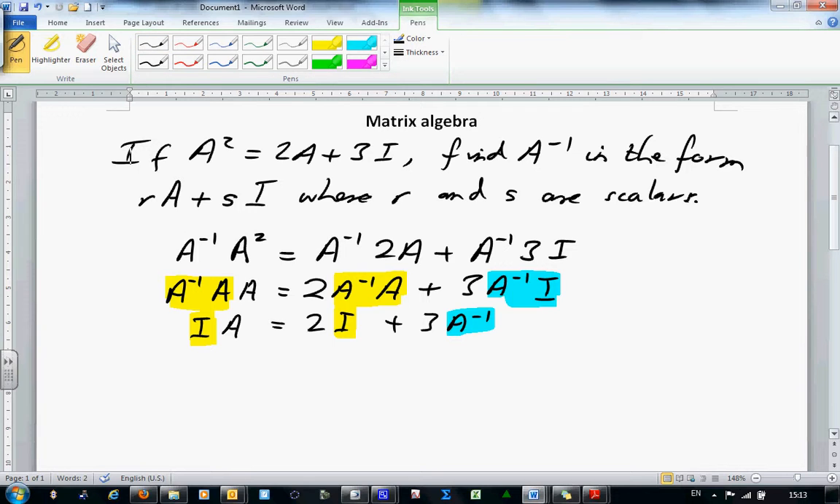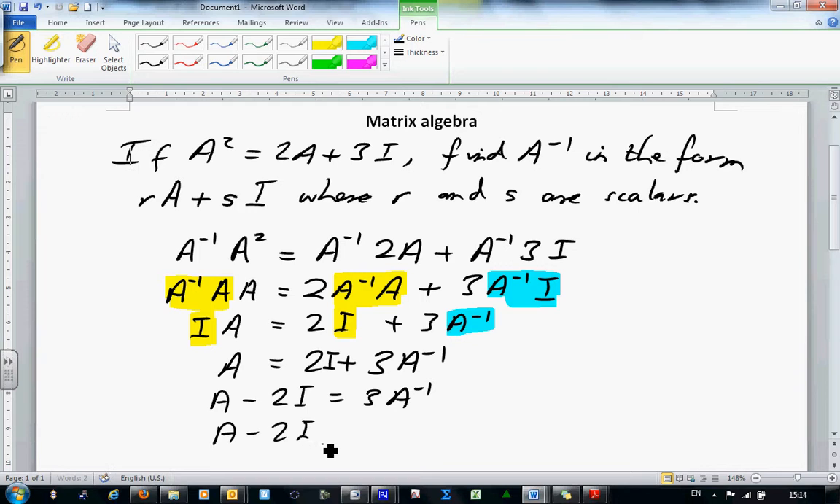So what we've ended up with is that the identity times A is A, which will equal 2 plus 3 lots of that. Let's just rearrange things around now. Missed out the identity there, so that's A minus 2I is 3 lots of the inverse. So we're going to have A minus 2I all divided by 3 is the inverse of A.